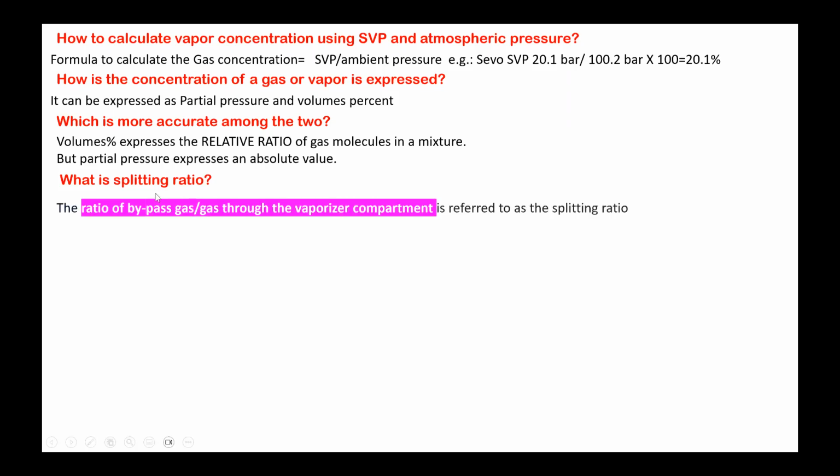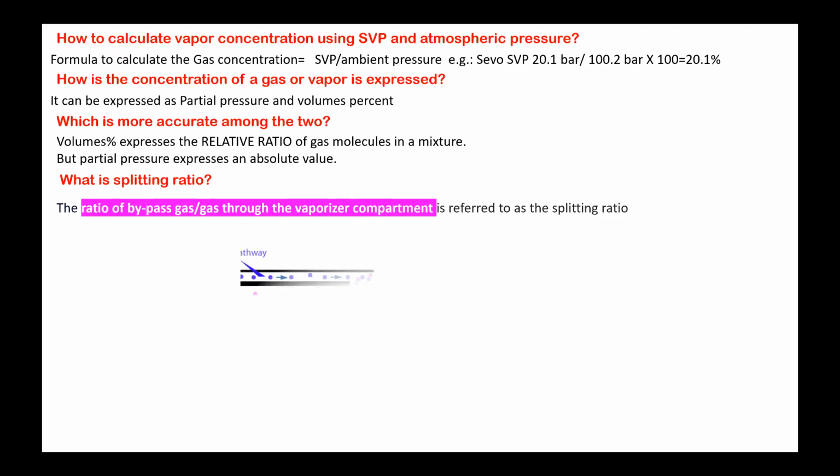The gas that goes straight without entering the vaporizer is called the bypass gas, and the gas through the vaporizer compartment is the other part of the splitting ratio. This splitting ratio will keep increasing when you want a higher concentration, and it will decrease when you keep a lower concentration, and it will completely go through the bypass if the vaporizer is completely switched off.